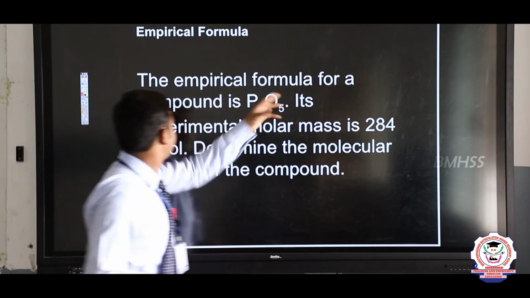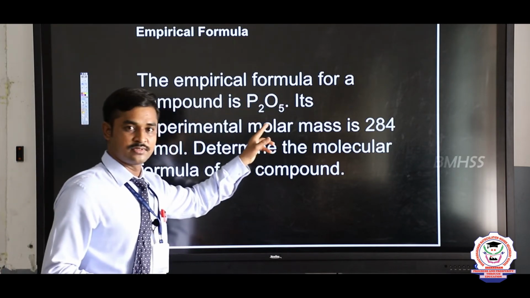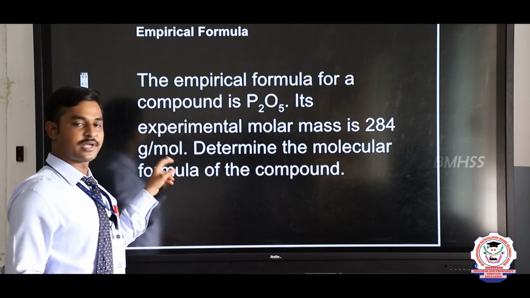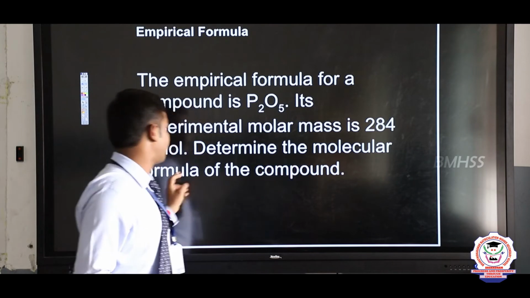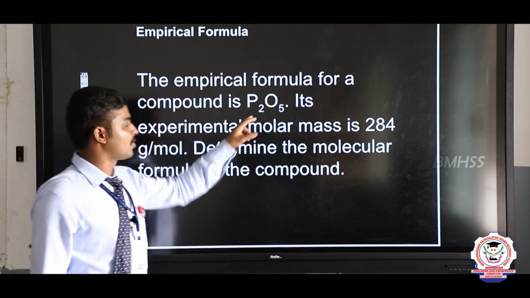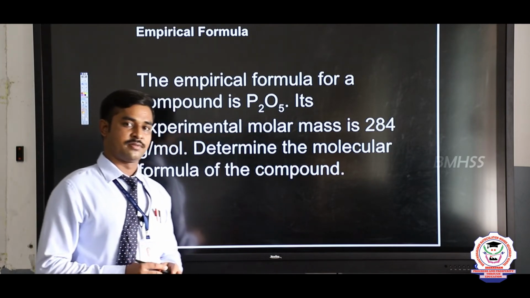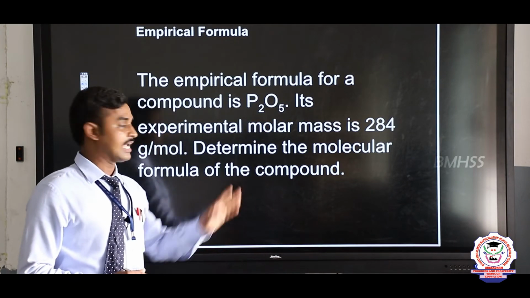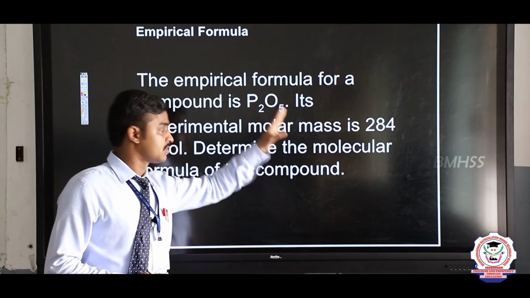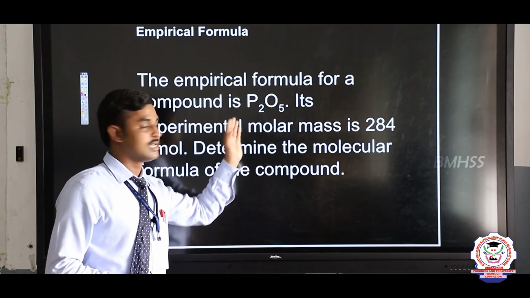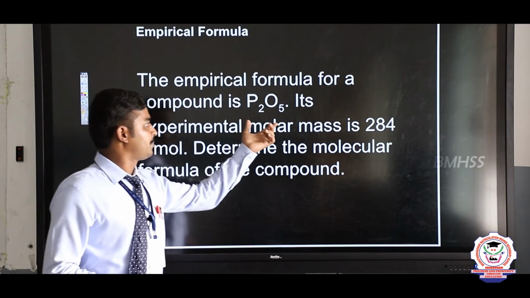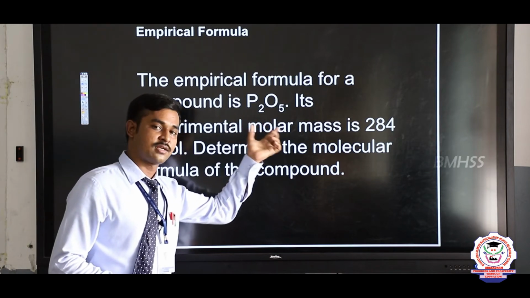The empirical formula for a compound is P2O5. Its experimental molar mass is 284 gram per mole. Determine the molecular formula of the compound. So, P2O5 is an empirical formula. That means a 2:5 ratio of phosphorus and oxygen. So, P2O5 is the empirical formula of the compound.